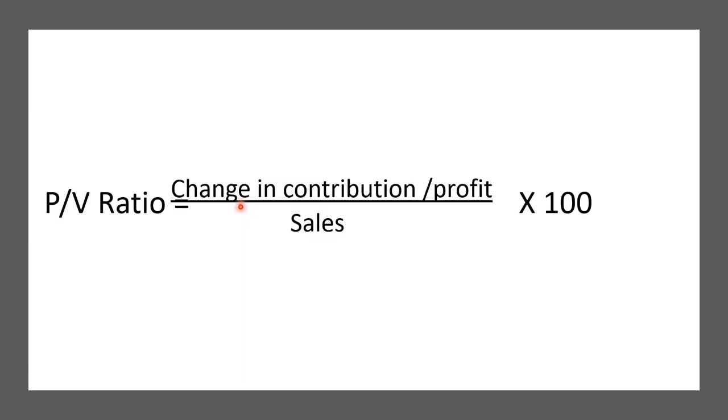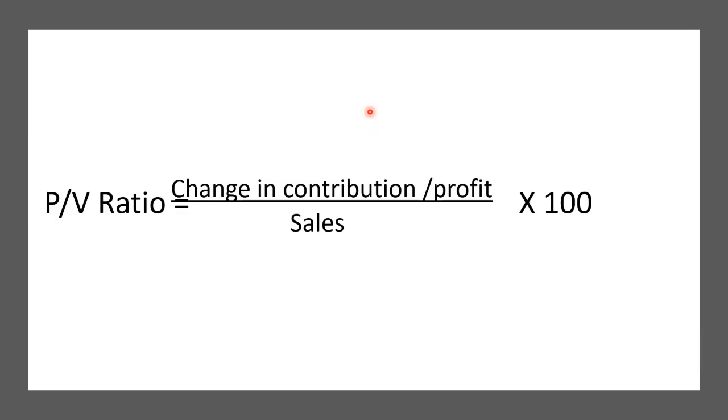Let me explain. Let's say product A, at a particular point in time, we produced 100 units of product A, and we managed to get 1,000 rupees of contribution. At another point in time, you produced 500 units of product A, and we managed to get 5,000 rupees in contribution, right? And there is no other information given.